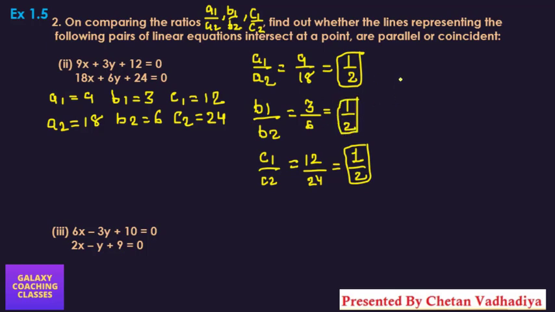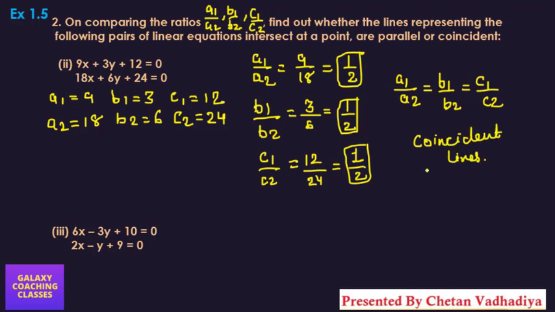So here you are getting A1 upon A2 equal to B1 upon B2 equal to C1 upon C2. All these three are equal. So what will you get? You need to remember those conditions. So you will get coincident lines. Are you getting this, guys? So this way you need to solve the second one.